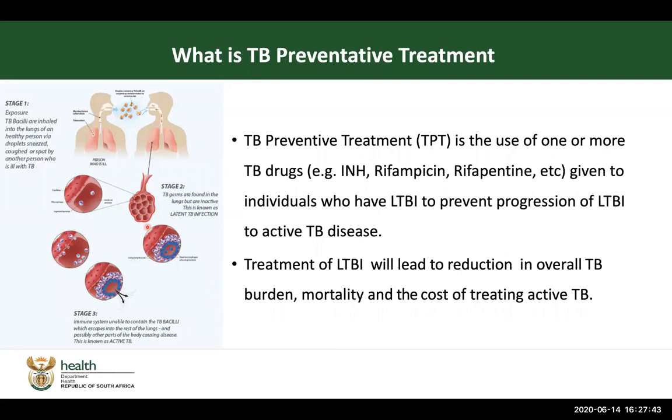In today's world, we now want to add rifamycins, where you can give rifampicin on its own or with INH, or the combination of rifampicin and INH. And these TB preventative therapies would be given to individuals who have latent TB infections with an aim to prevent the progression of latent TB infection to active disease.